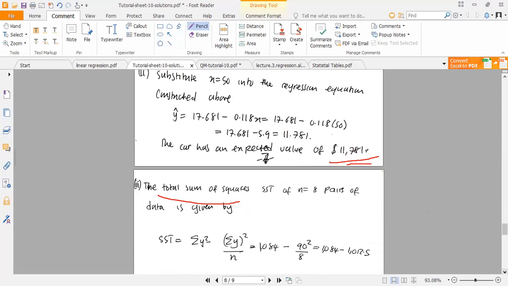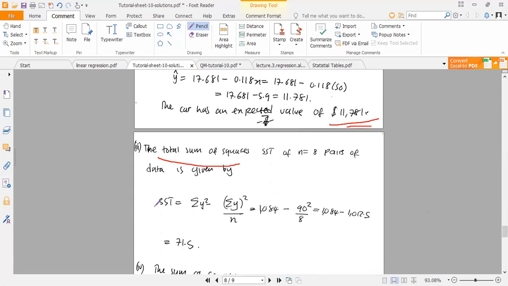the SS total. This is the sum of square total. This is also the same as SSYY. This is the sum of square total that we also use in the ANOVA. SSYY is also the sum of square total, which is this value here. So we've been asked to find the sum of square total of the eight pairs. This is a formula I'm just explaining to you.